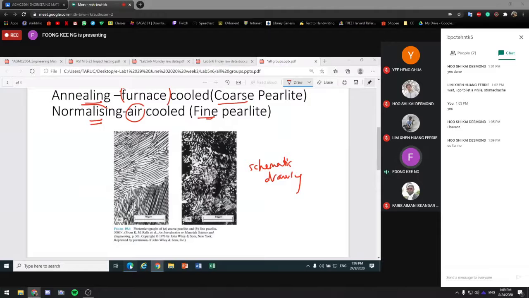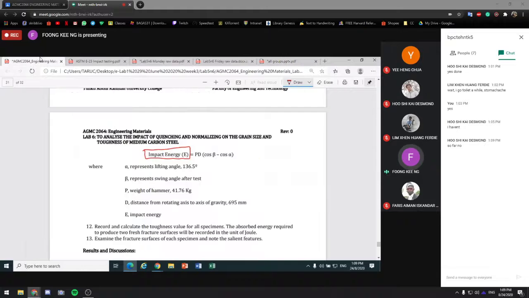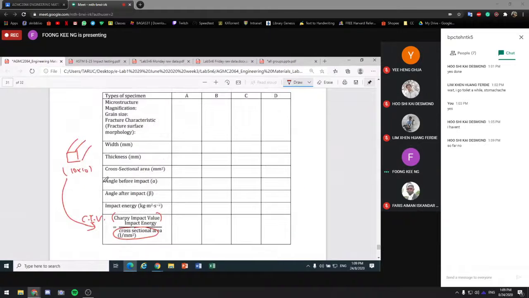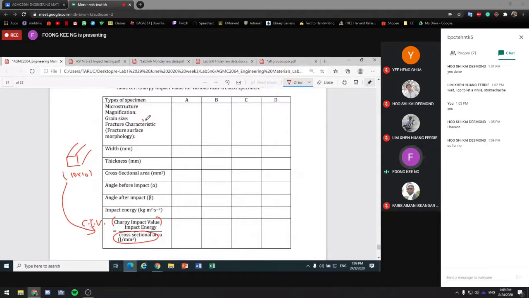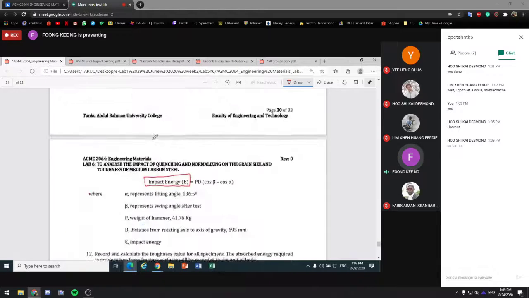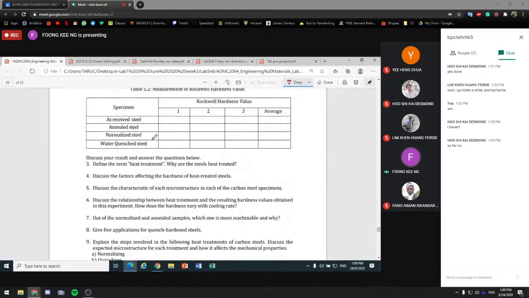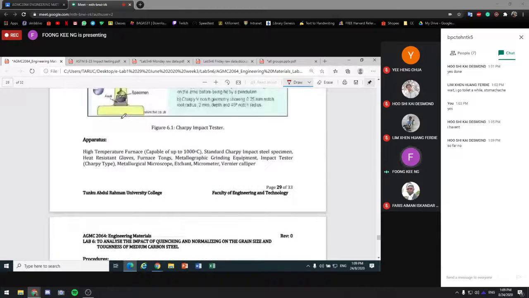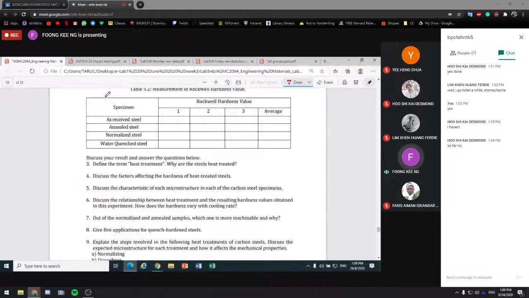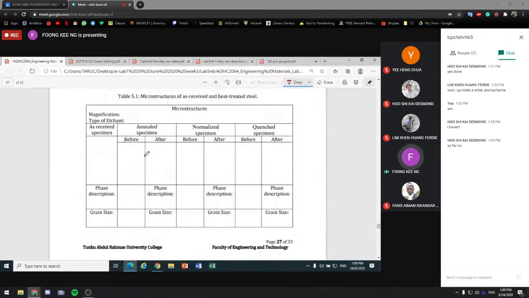So we have here, you can schematically draw this annealed sample, normalized sample. If we go to the lab manual, what do you need to write? Recall back. Here doesn't have it. This one has it. Grain size. This is lab 6. Look at lab 5, it's also the same. You also have this in lab 5 here. Oh, it's here. Okay, sorry, it's here. You have one. So this one you can tell me, coarse.